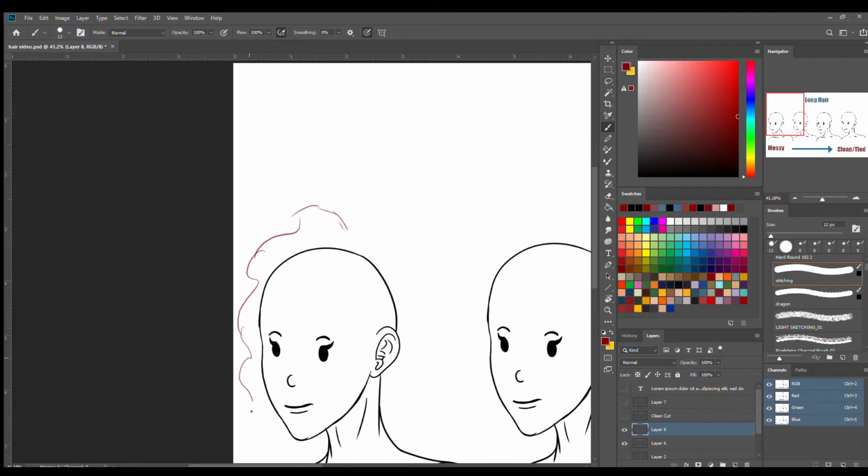So once again, here he is. Okay, now for this hairstyle, I wanted to go for something super messy.